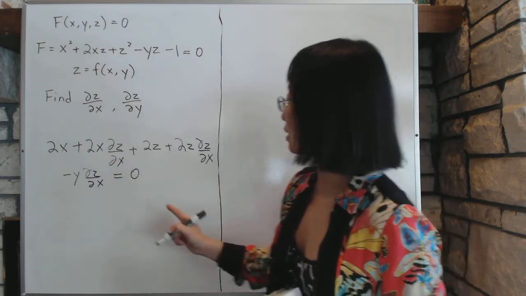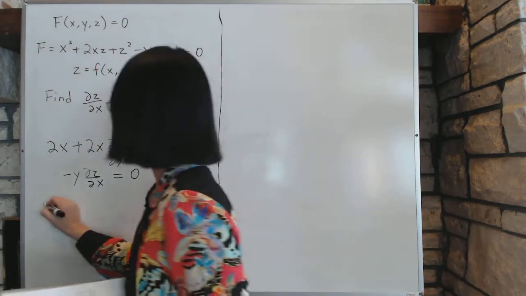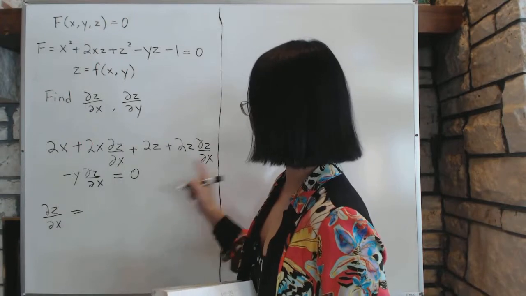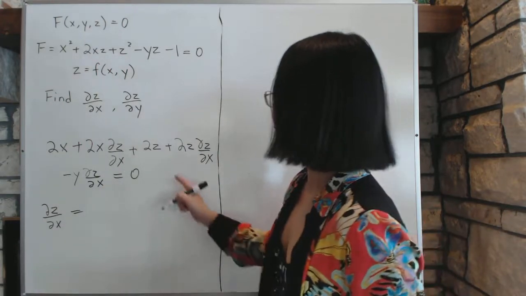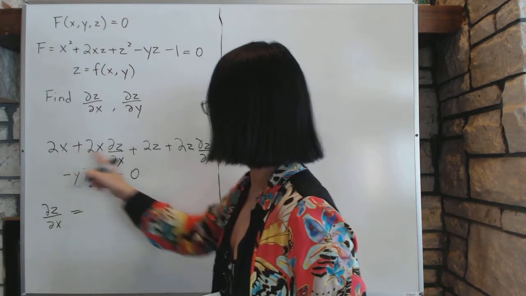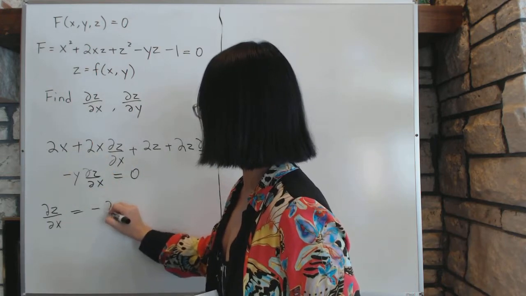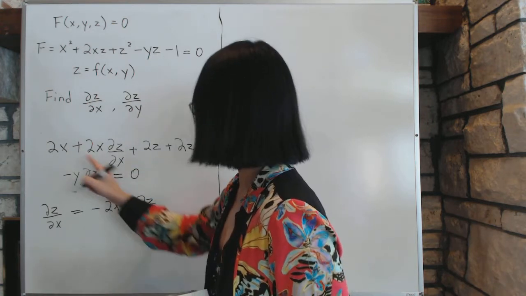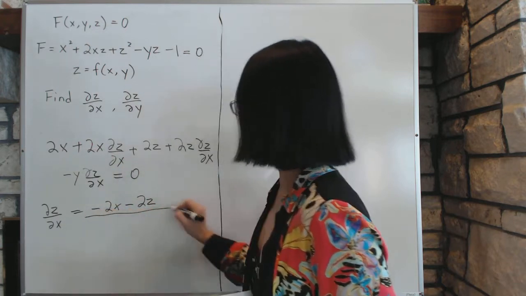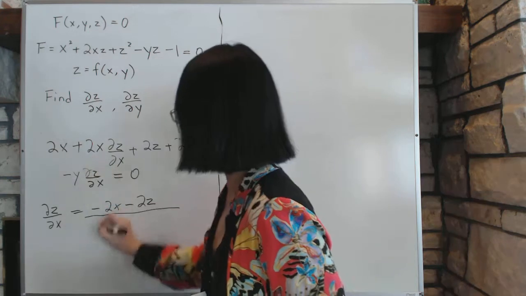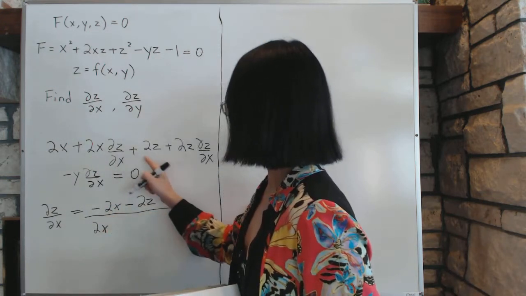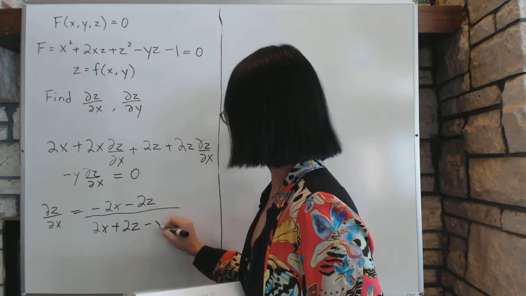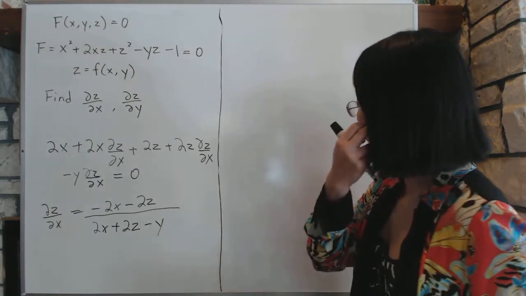Now if this is the case, then we are trying to find partial z partial x. So we have partial z partial x equal to, there's one here and one here, and we just isolate it. We have to move everything over to the other side. We have minus 2x, and then minus 2z, divided by this thing right here, 2x, and then here's another one, 2z, and one more, which is minus y. So that's how we crank out the first one.